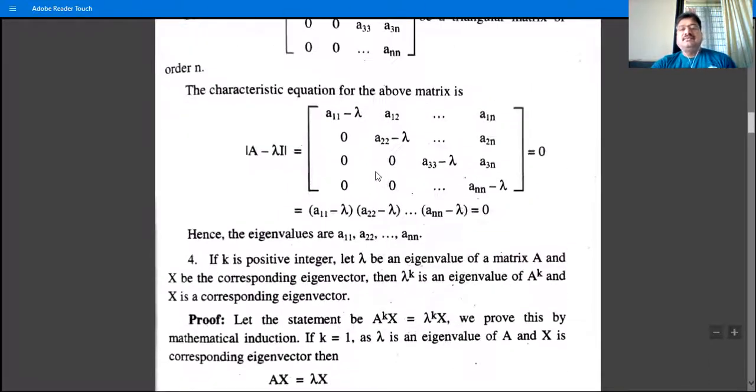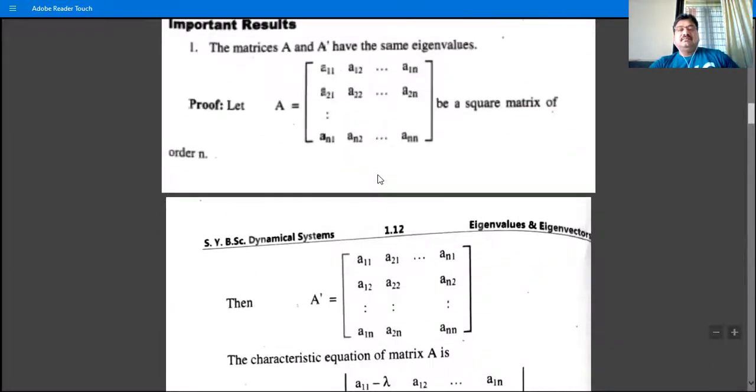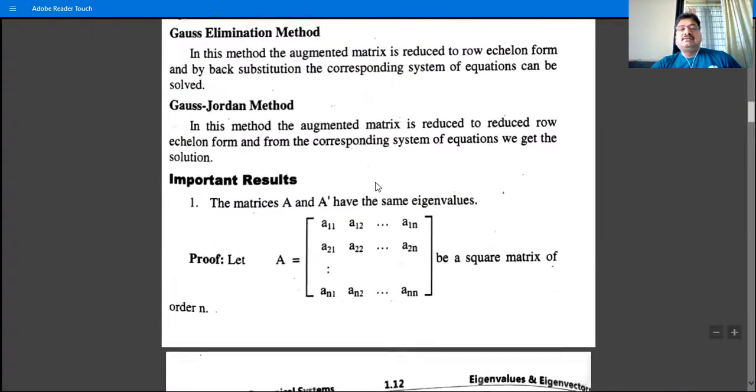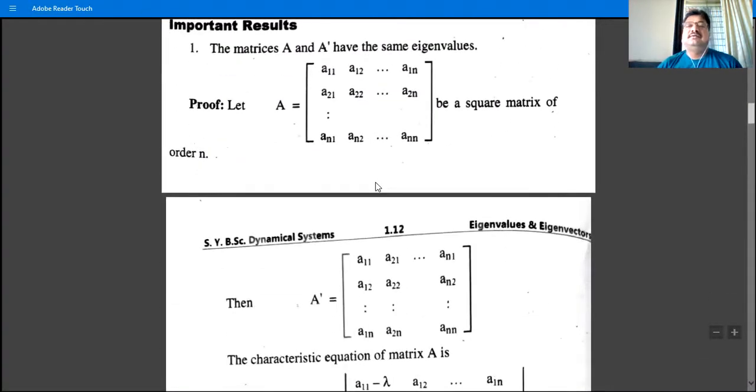Okay, so some important results. These are important results for MCQ type questions. The first result is about the matrices A and A dash.